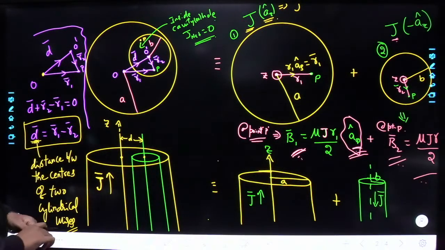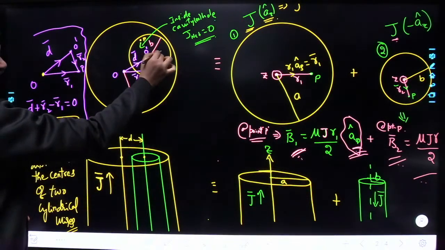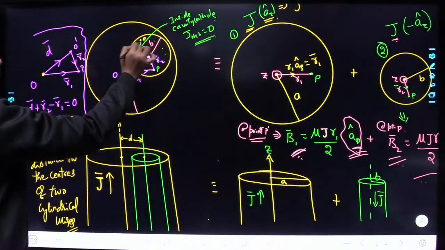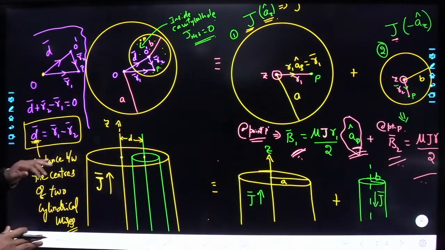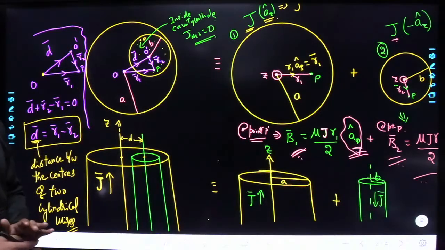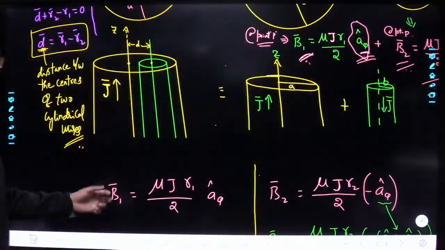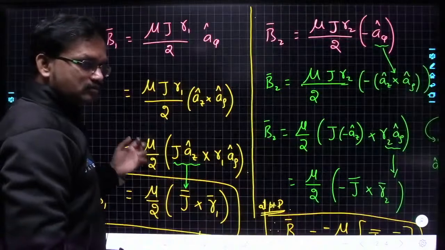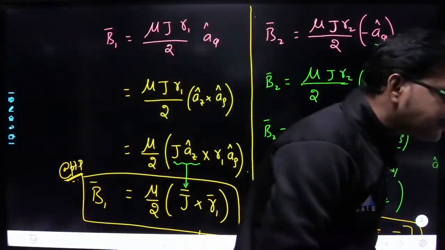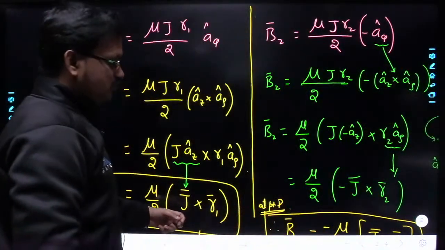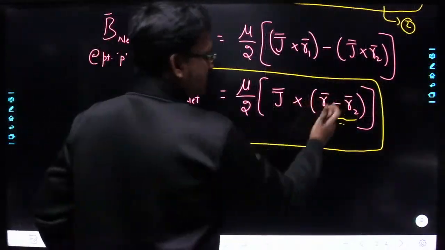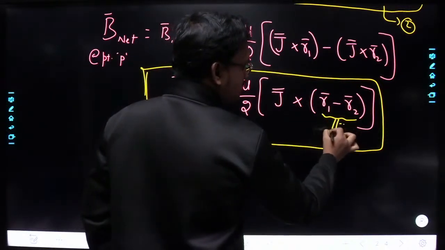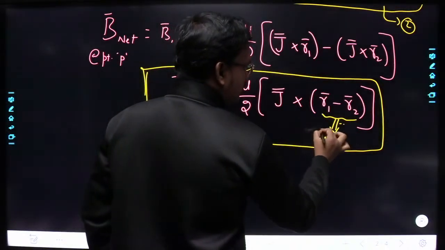Understood? So that means irrespective of the point here, you are always going to get R1 bar minus R2 bar as D bar. That's for sure. If you want, you can check that. So now see here. R1 bar minus R2 bar, you can replace with D bar.